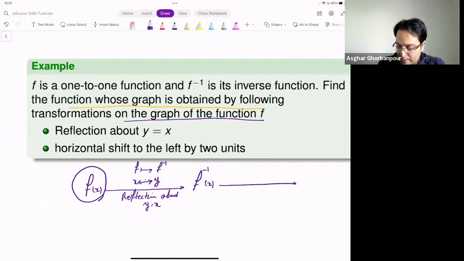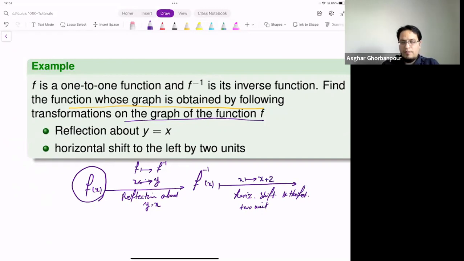The next transformation is a horizontal shift 2 units to the left. This can be obtained by turning x to x plus 2. So whatever was here, you take the x, you turn it to x plus 2. So this is the function that we are looking for, f inverse of x plus 2.